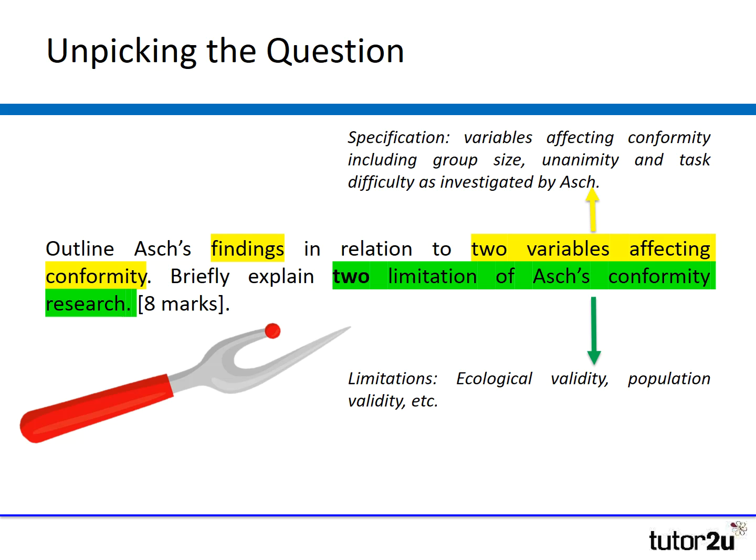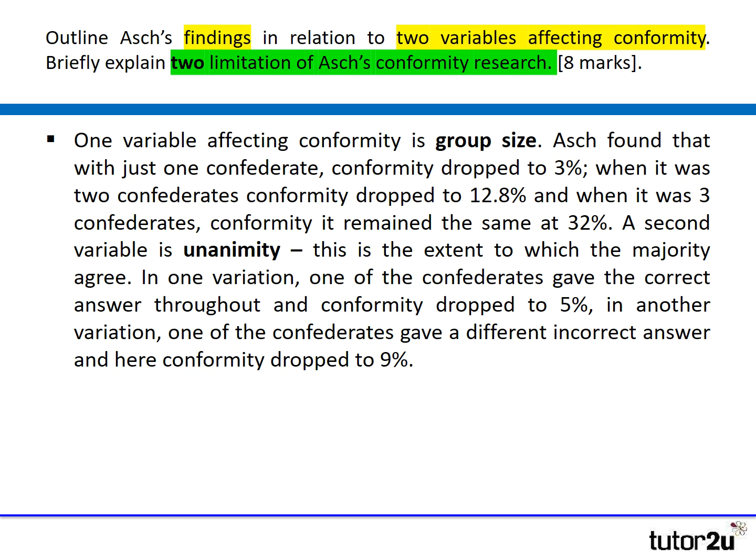If we think about the second part, it says 2 limitations of Asch's conformity research generally. So limitations could include things like ecological validity, population validity, ethics if you want, doesn't matter. But that's where our response is guided. So really it's 4 marks, 2 marks for each of the 2 variables and 2 marks for each of the 2 limitations. While it's not marked like that, if you approach the question in that way, you won't really go wrong, okay?